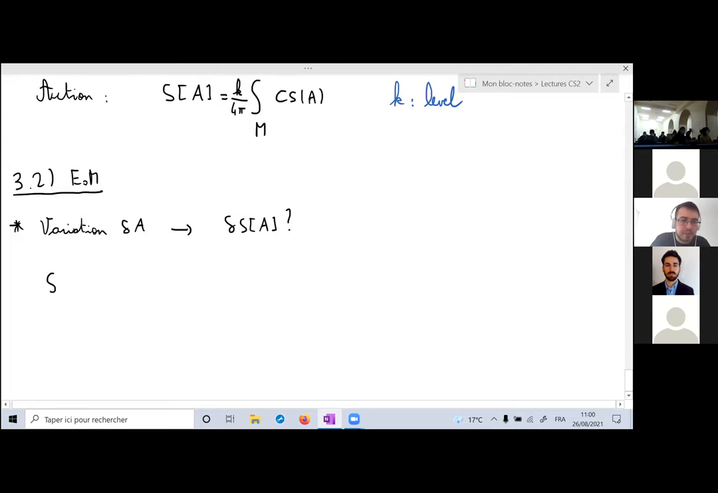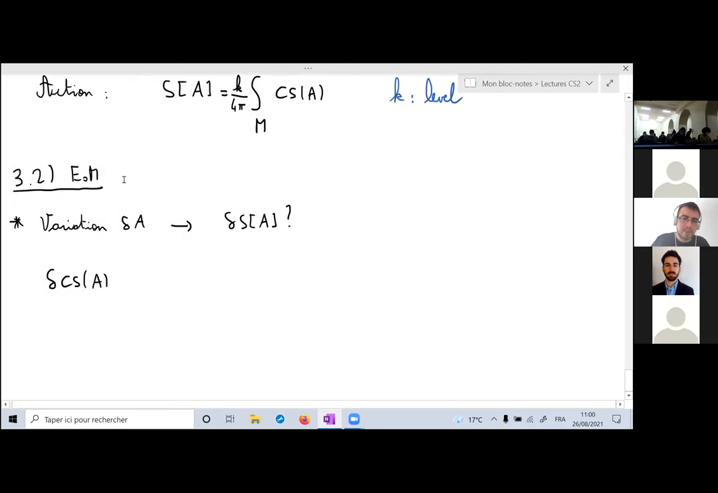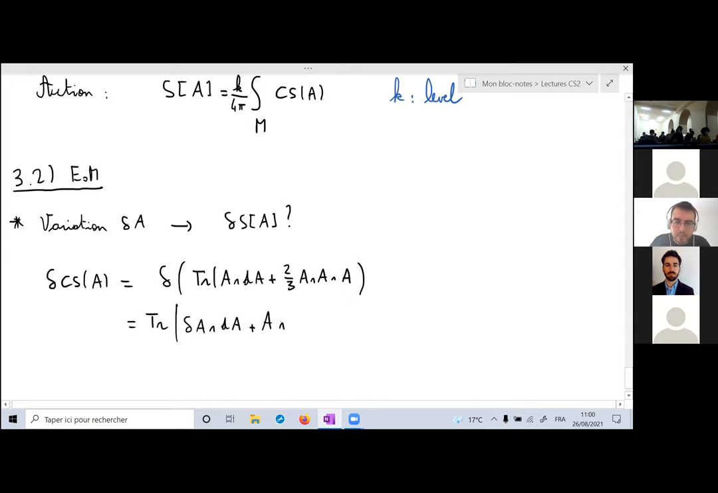We'll start by computing the variation of the Chern-Simons three-form, which is inside of this action. If I recall, the Chern-Simons three-form is the trace of A wedge dA plus 2/3 A wedge A wedge A. Now I get different types of terms depending on how I distribute my delta. For instance, I have delta A wedge dA. I also have A wedge d of delta A. And then I have a lot of terms, for instance A wedge delta A, and some terms where the delta A acts in the middle or on the first one.